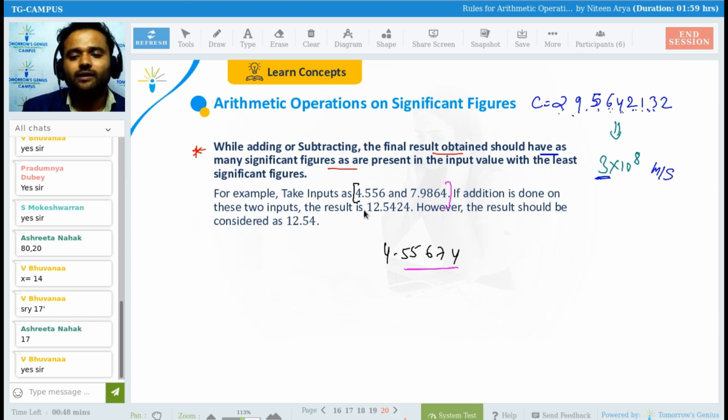So in this way, in any particular arithmetic operation, we are going to write the least number of significant figures. Is this clear, everyone? According to this example, clear? Okay, because this is very easy to write even in this format.